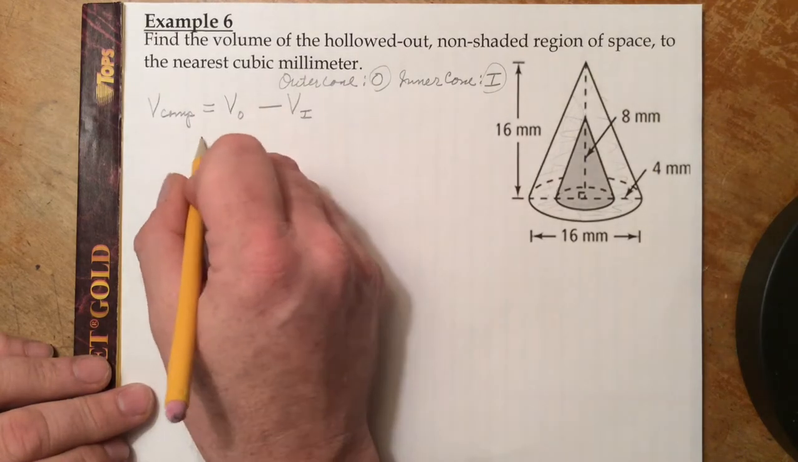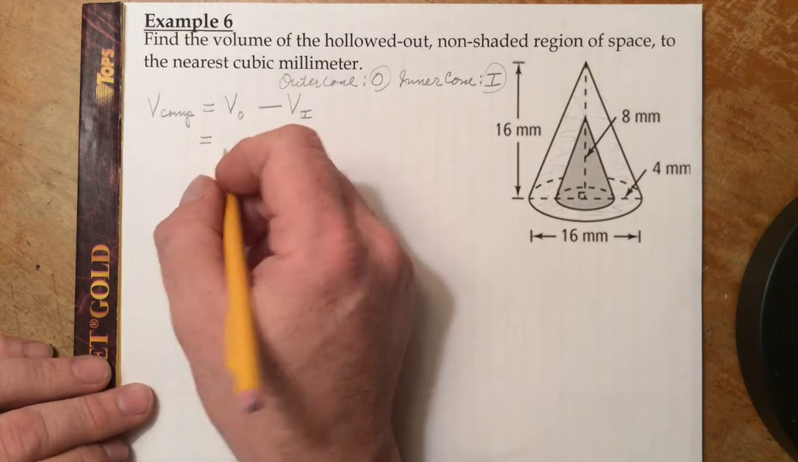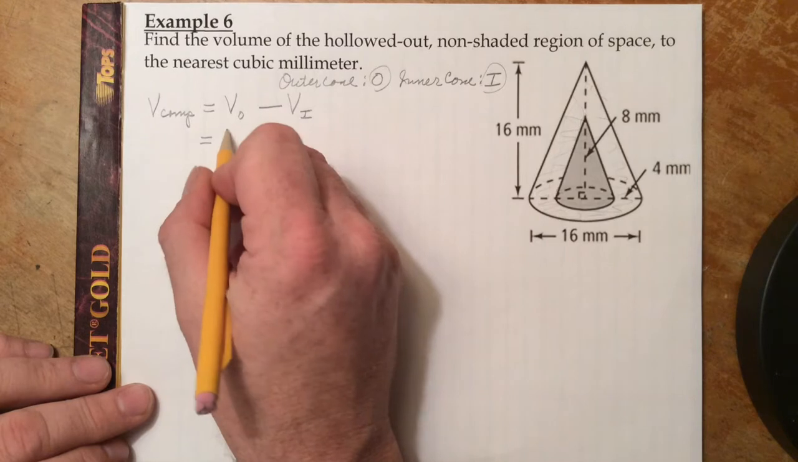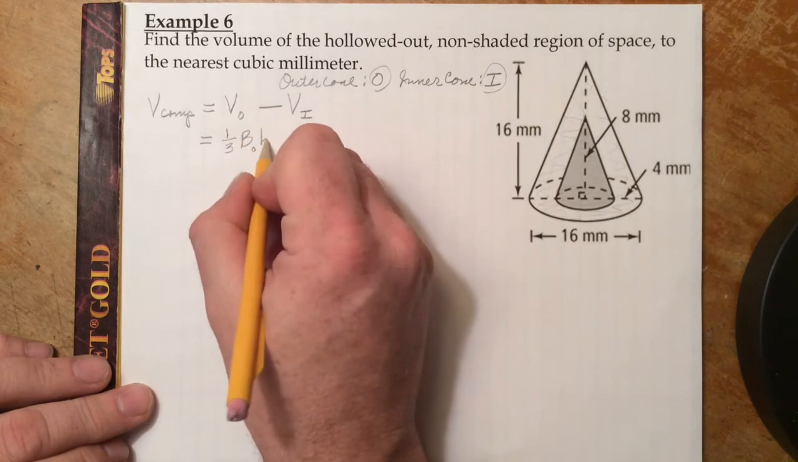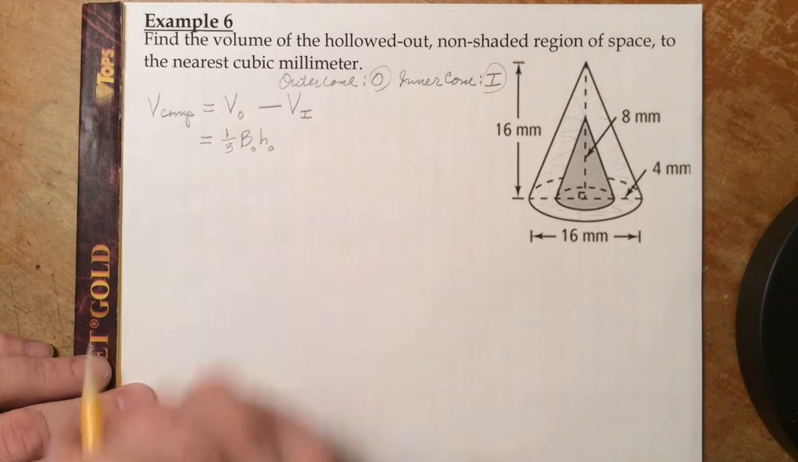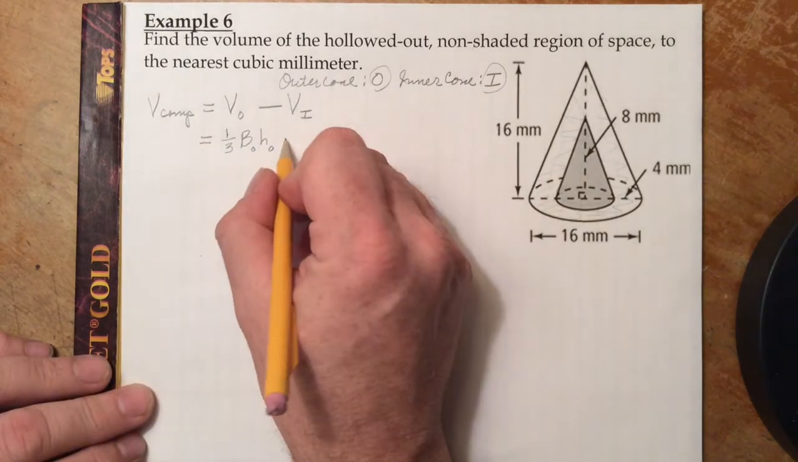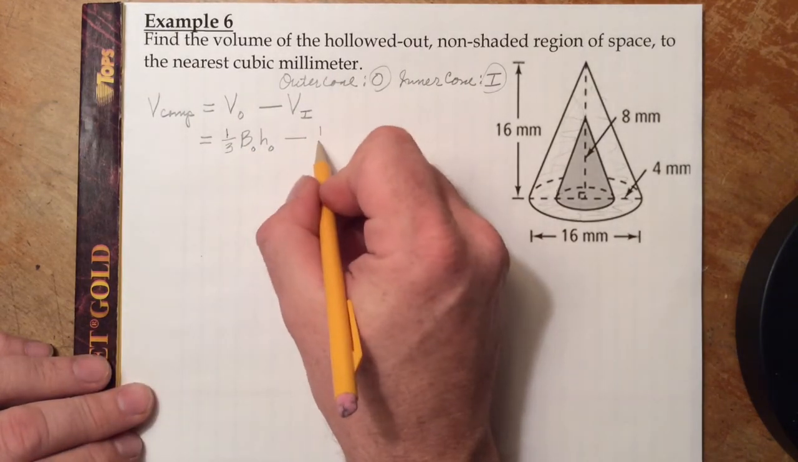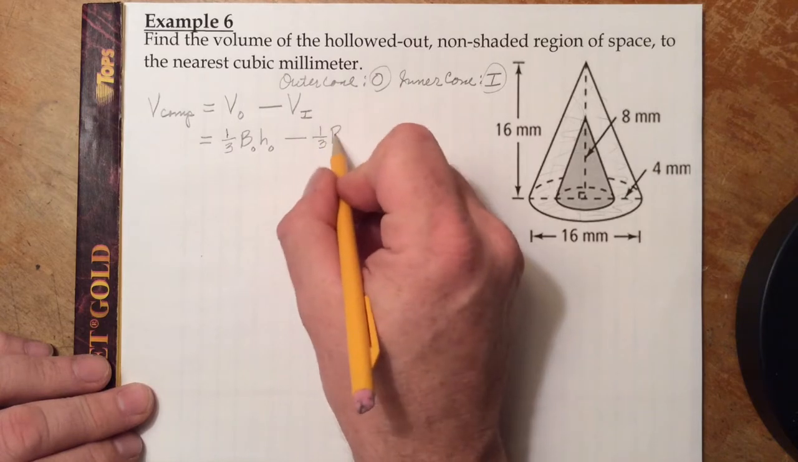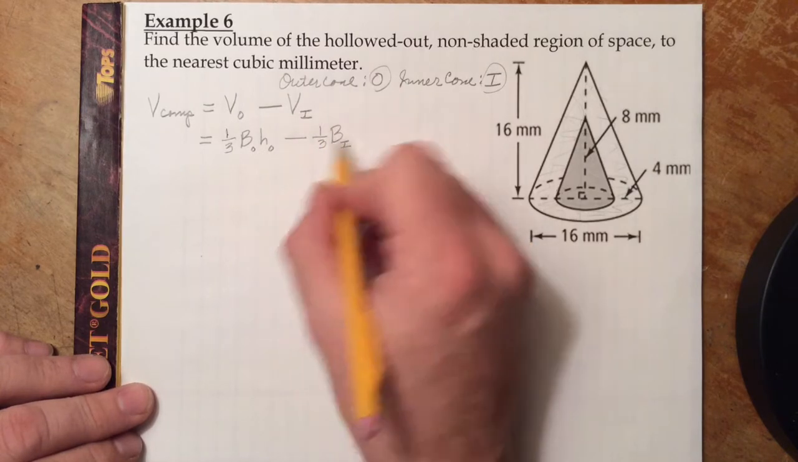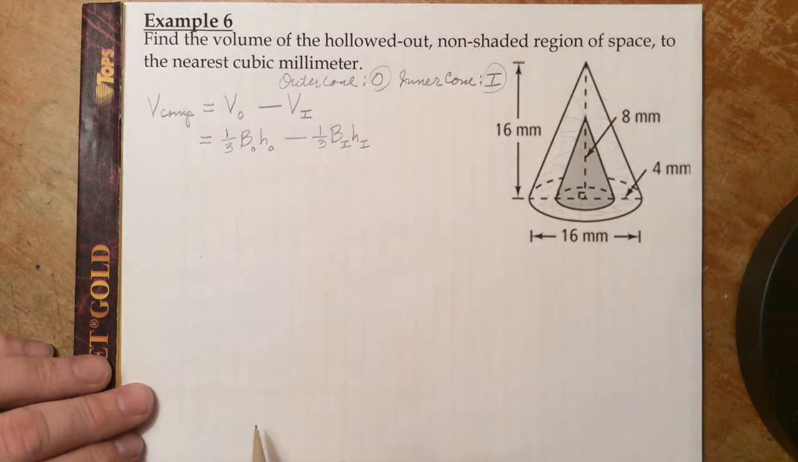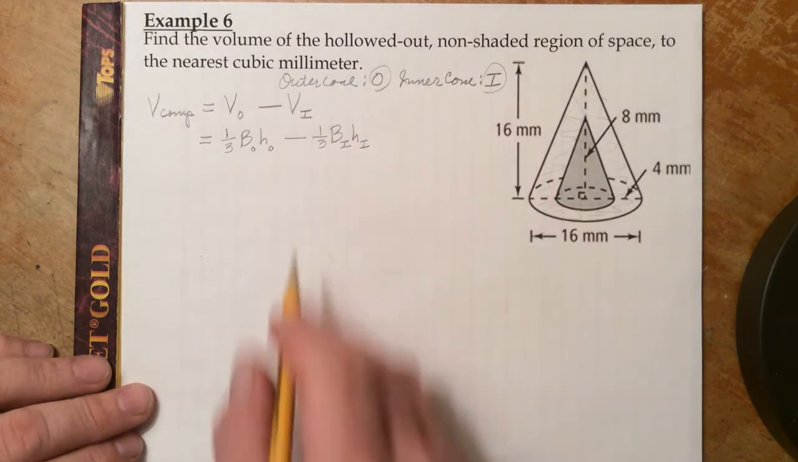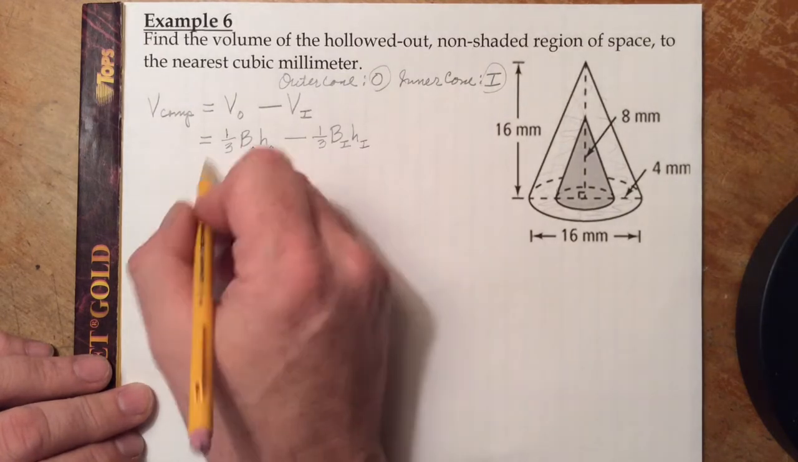And so the volume formula for a cone, of course, is 1/3 big B H. So let's go ahead and put those in. That's 1/3 big B sub O, H sub O, both of them indicate the outer cone, minus 1/3 big B sub I, height of the cone sub I. Now we can factor out the 1/3 so we don't have to keep writing it over and over.